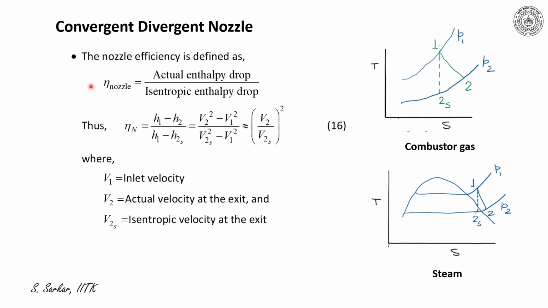Thereby, I can write nozzle efficiency as actual enthalpy drop divided by isentropic enthalpy drop. Hence, eta n is equal to H1 minus H2 divided by H1 minus H2s, which is equal to V2 square minus V1 square divided by V2s square minus V1 square. Now often V1 is neglected in comparison to V2. Thus this can be approximated as (V2 by V2s) whole square. Thus nozzle efficiency is represented by equation 16, where V1 is the inlet velocity, V2 is the exit velocity from the nozzle, and V2s is the isentropic exit velocity.